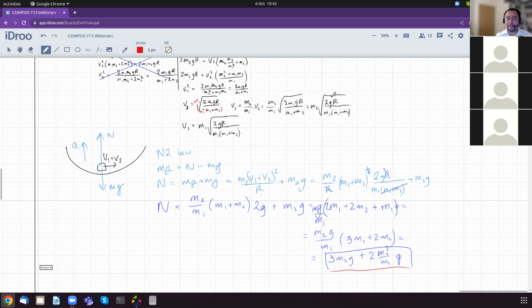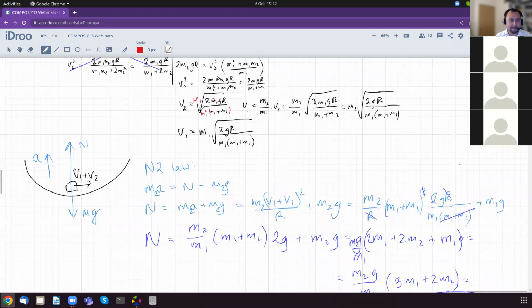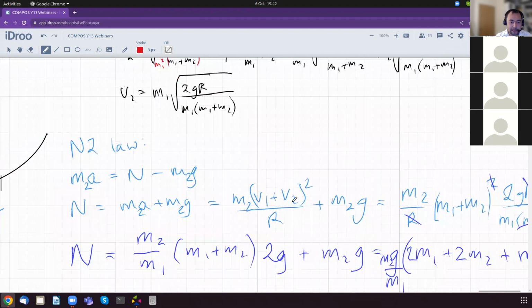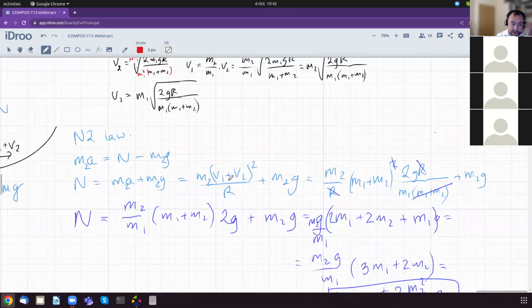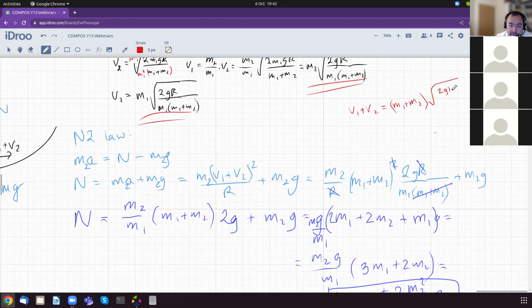Can I just ask a quick question? Yeah. How did you get from M2 (V1 plus V2) all squared over R plus M2G to the next equation? So I just substituted because you know V1 and V2. This is V1 and this is V2. So if you add them, V1 plus V2, they have the same term. The square root is the same. So it's going to be M1 plus M2 times the square root of 2GR divided by M1. And when you square it, V1 plus V2 squared, you get this. Okay, yeah, I see now.